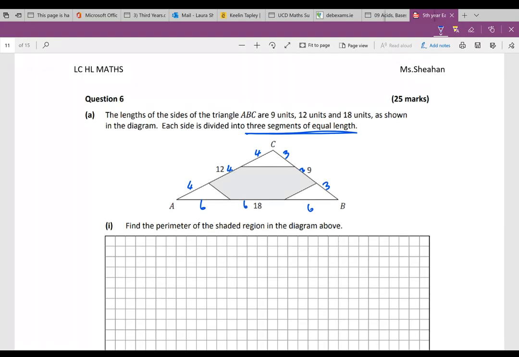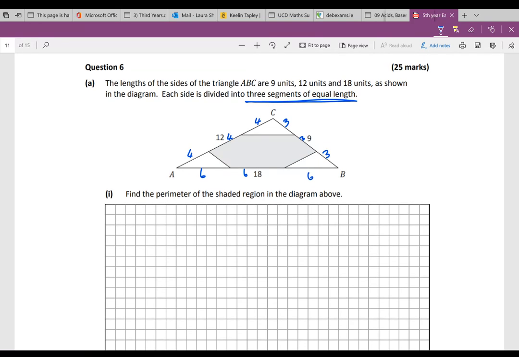We now have a triangular shape. The lengths of the sides of the triangle ABC are 9 units and 12 units and 18 units as shown in the diagram. Each side is divided into 3 segments of equal length. You've got 4, 4 and 4, 3, 3 and 3, 6, 6 and 6. So we've got triangles with sides 4 and 3, 3 and 6, 6 and 4. The missing sides on all of them are 3, 6 and 4. They're all congruent triangles, and you don't need to prove congruency in that case.